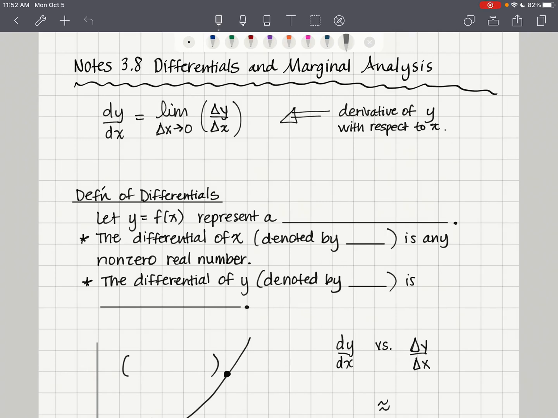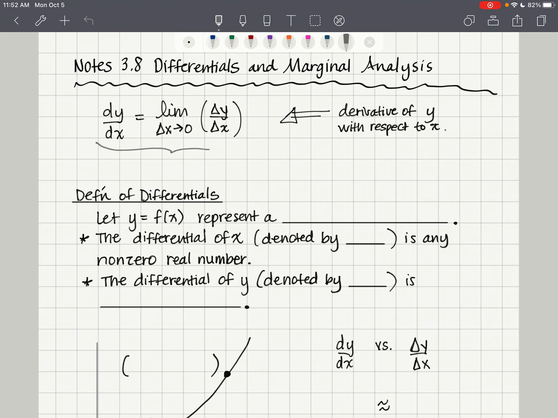In this video, we're going to learn about differentials and marginal analysis. In this specific video, we're going to start with differentials and then we'll come back to marginal analysis in the second video. First, I want to bring to your attention dy dx and the limit definition of our derivative.